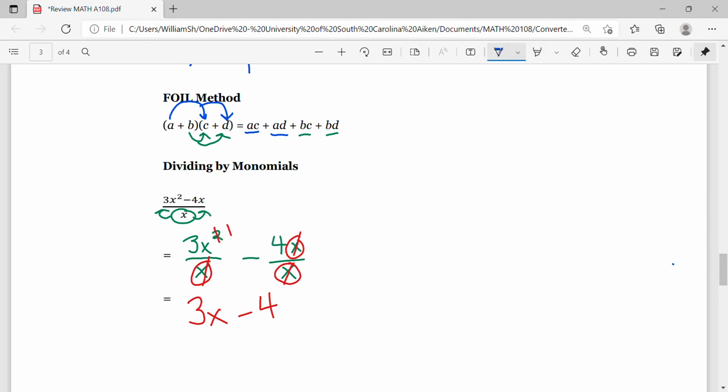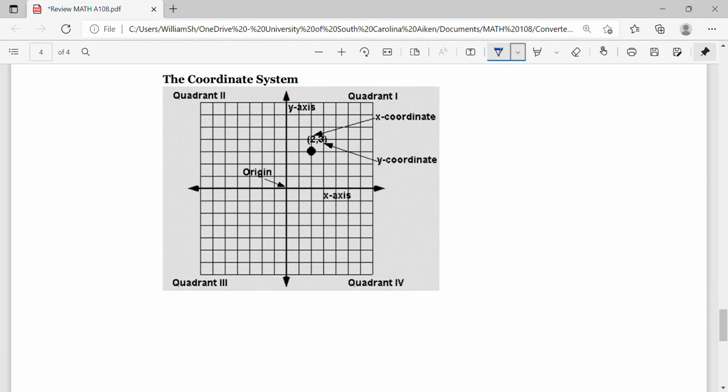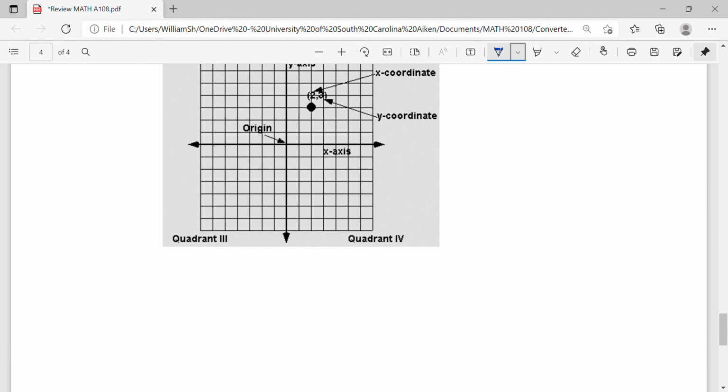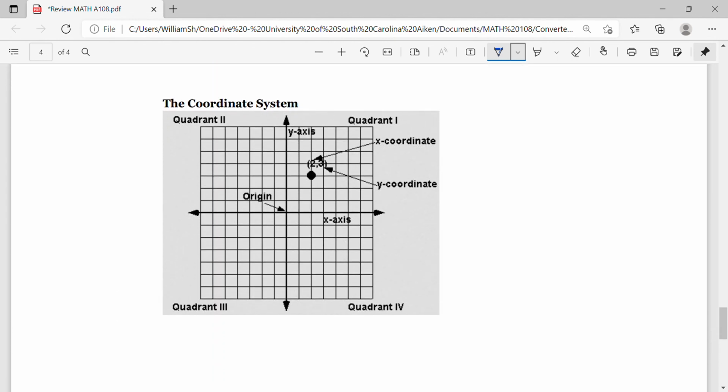Change back to my blue marker, scroll down to page 4. Now, I think this is the last thing we review in the review. It is. It's the coordinate system. Now, the coordinate system is very important. We graph a lot this semester. We use your TI-84 to graph a lot this semester. Okay. Now, the coordinate system is made up of 4 quadrants.